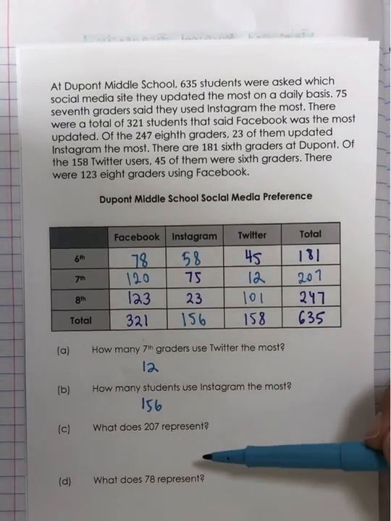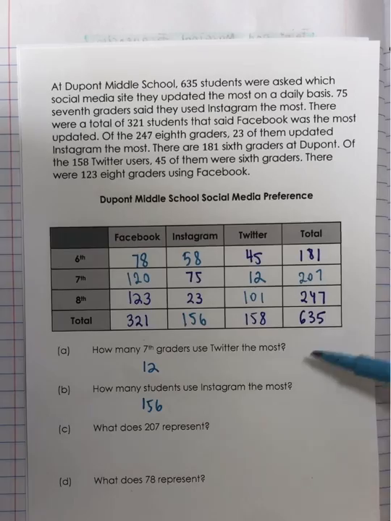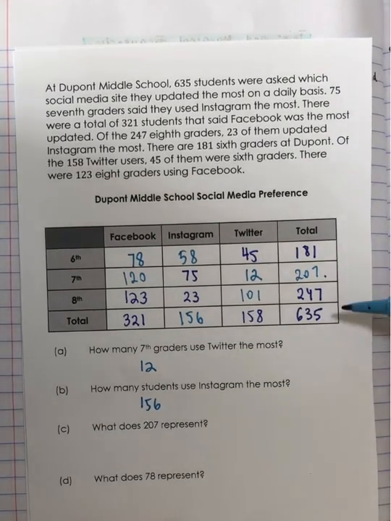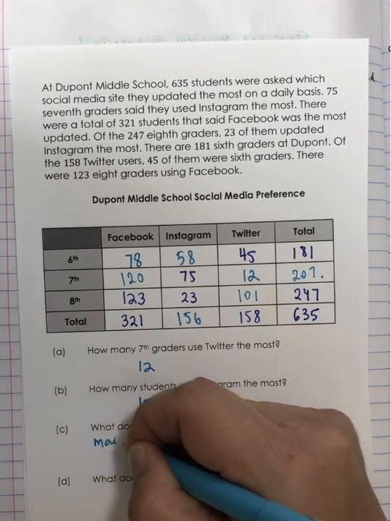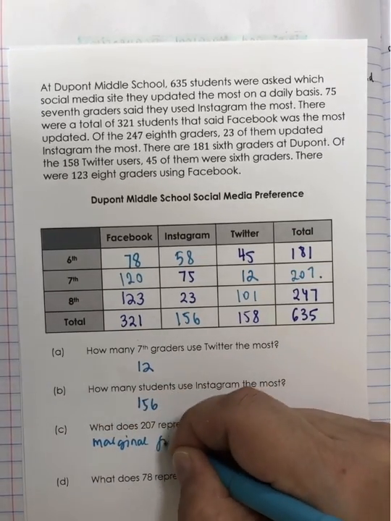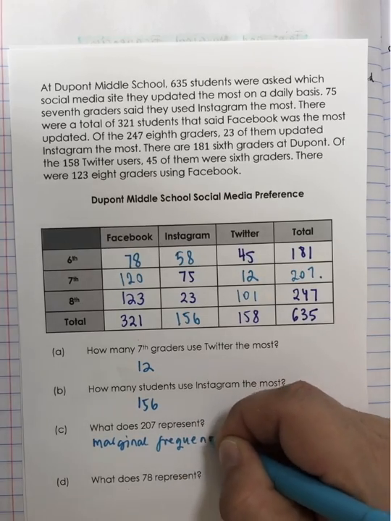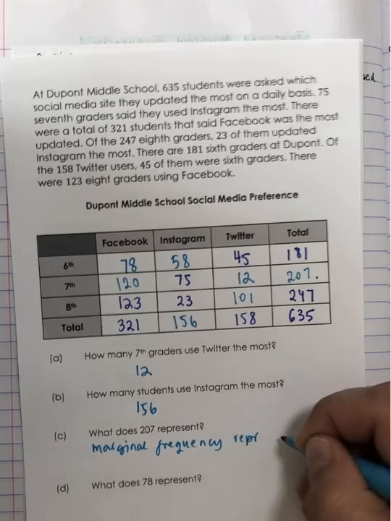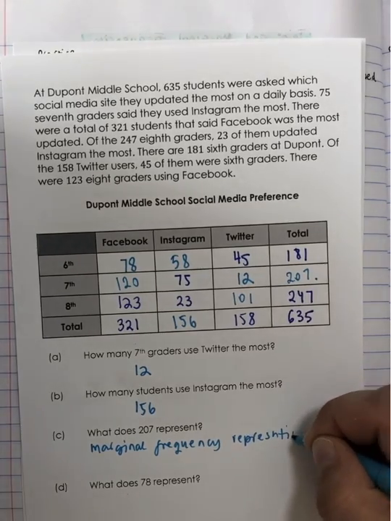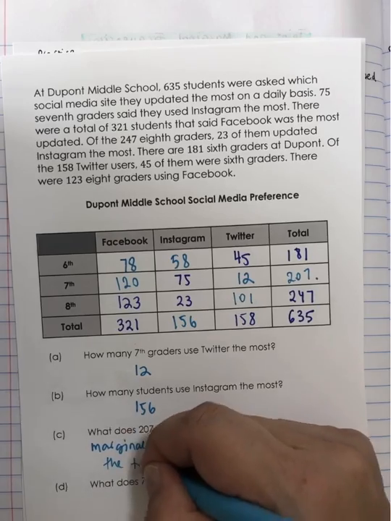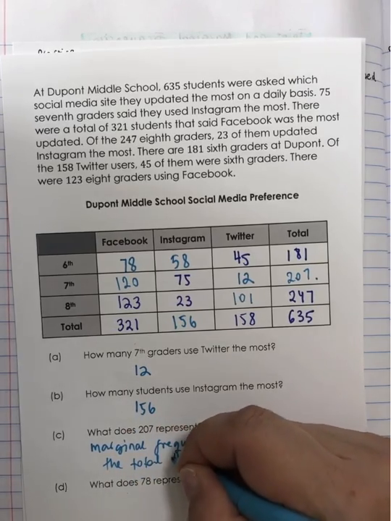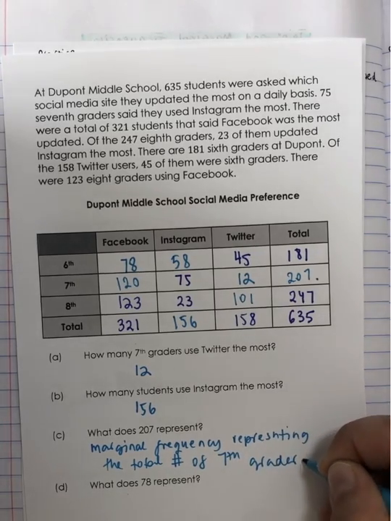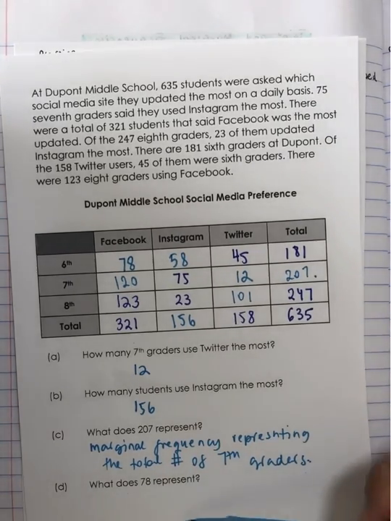Okay, what does 207 represent? So 207 is right here. Okay, so this is a number that is in the total column, so that's marginal frequency. And it represents the total number of 7th graders. Okay, and our final question is, what does 78 represent?